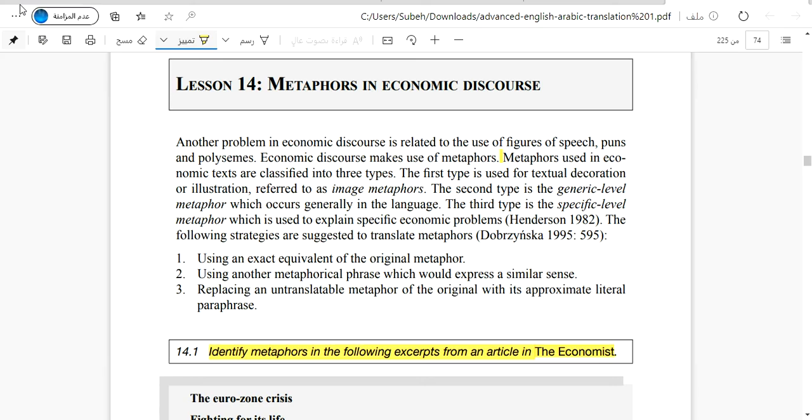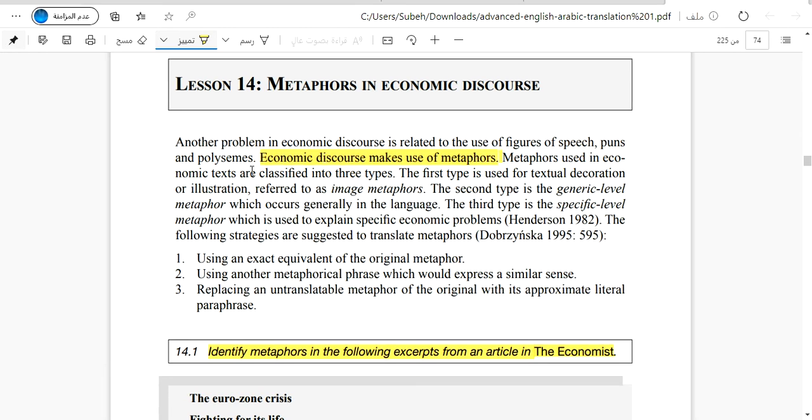So here we are going to find an answer for the last question, which was, do economic texts use metaphor? And the answer is yes, they do use metaphor. Economic discourse makes use of metaphors. Metaphors used in economic texts are classified into three types. They are, let me use just another color here.